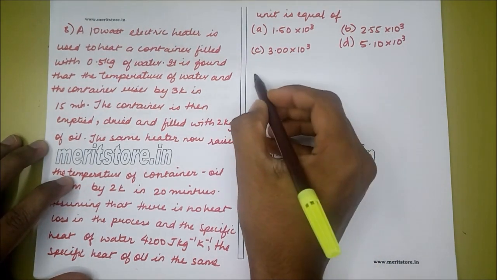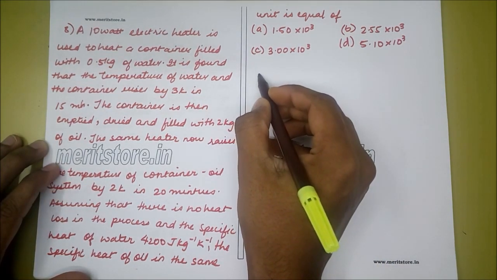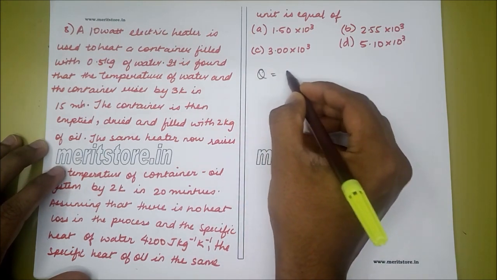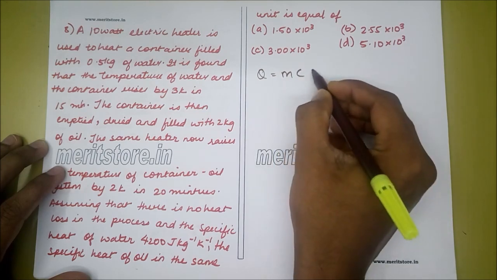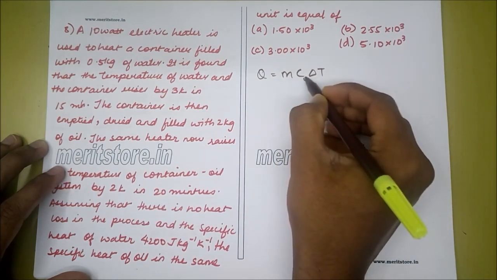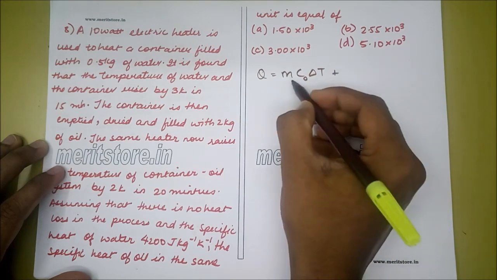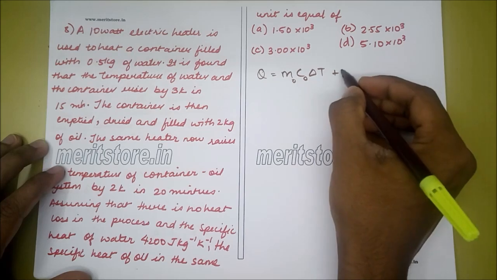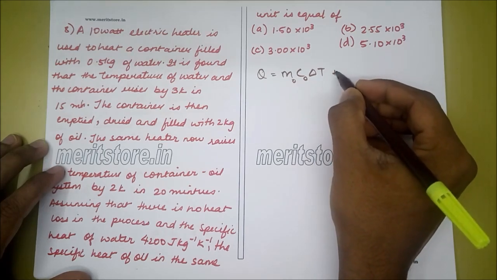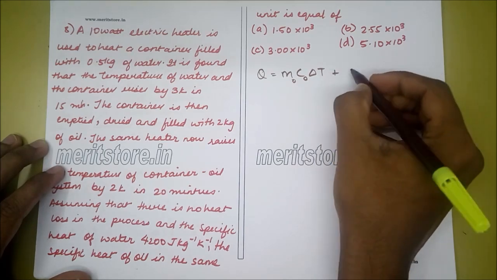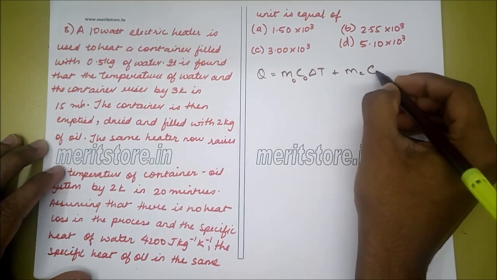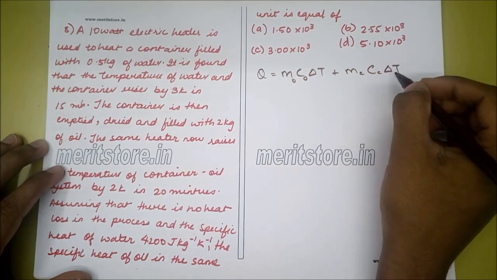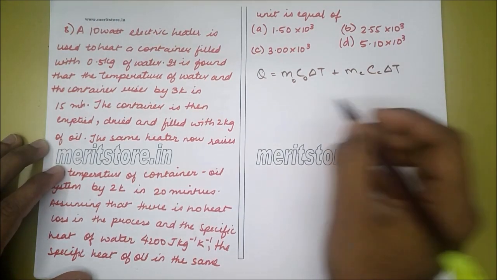Now let's look at the oil. Basically what we need to use here is that Q, or energy supplied, is equal to m c delta T. This would be for oil, mass of oil times specific heat of oil times change in temperature, plus, the heat given by the heater is also absorbed by the container. So mass of container times specific heat of container times delta T, that is the change in temperature of the container.